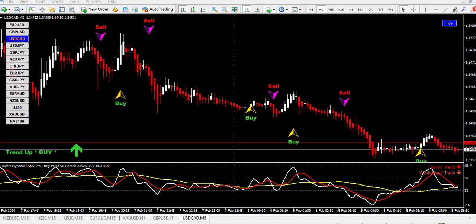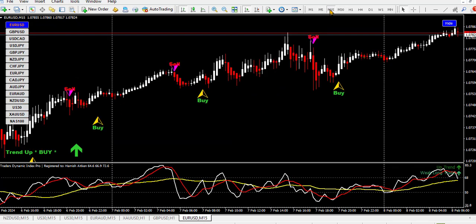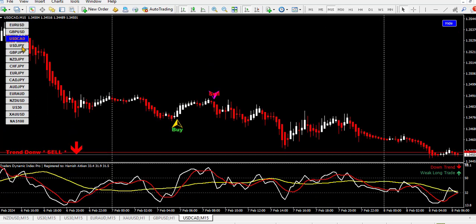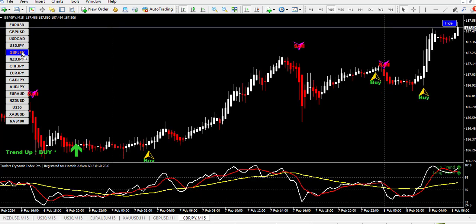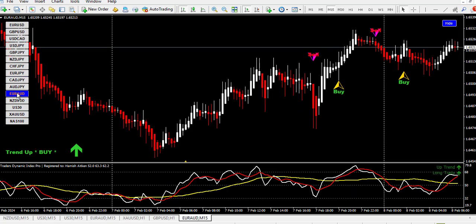Now let's check it on other pairs. It's still the same methodology, and this does not repaint, so it is accurate. Make sure you check it out. This is USD/JPY, this is GBP/JPY, this is CAD/JPY. So you can use it on any time frame you want to trade.